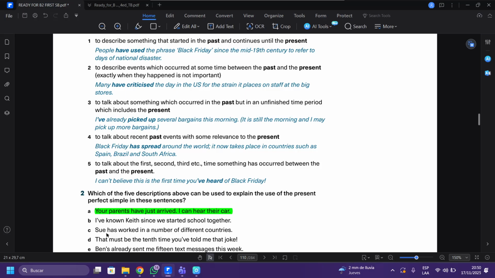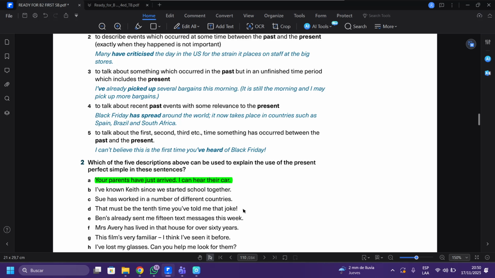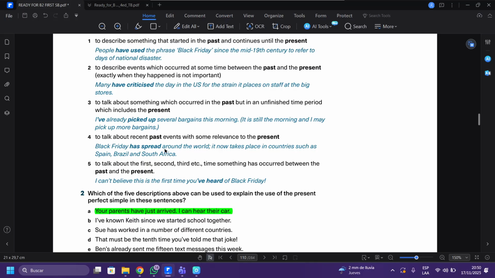Letter C, she has worked in a number of different countries. What do you mean by this sentence? What do you understand by this sentence? It means that she is no longer working there, or it could be that she is working right now in the present. For me, in the present, she is not working anymore. Yes, right, because it says that she has worked in a number of different countries. It is a past event. It is no longer happening. So what description could it be?